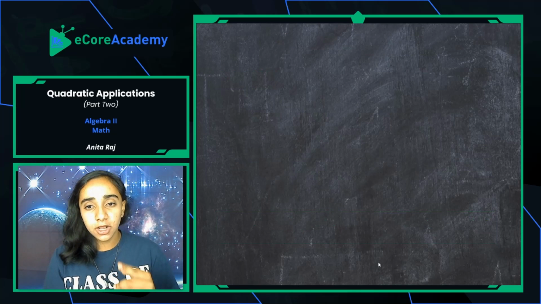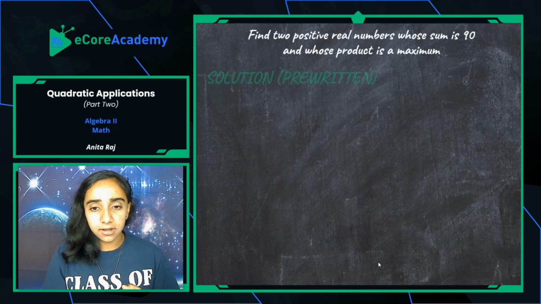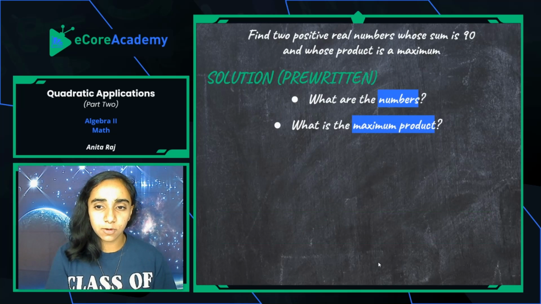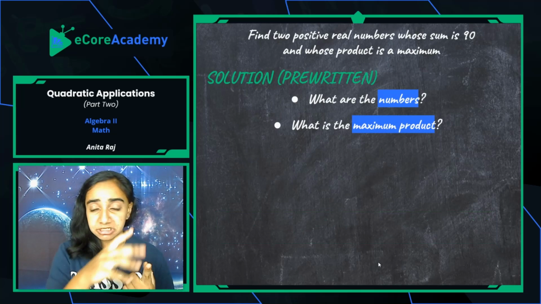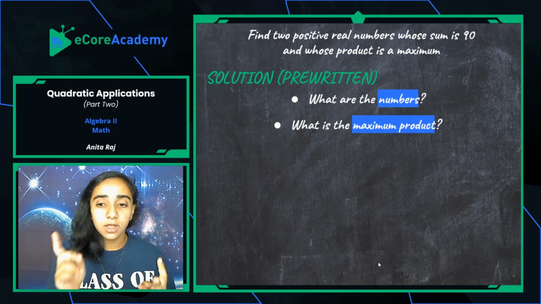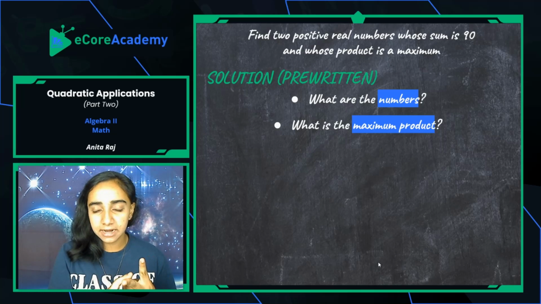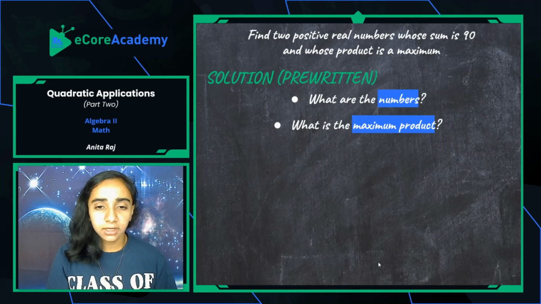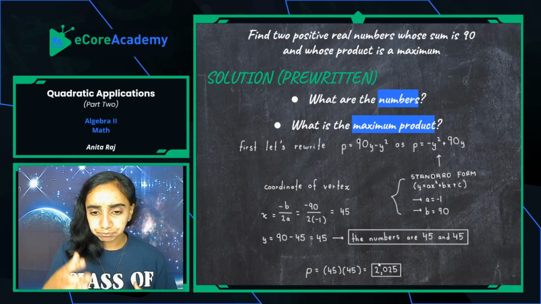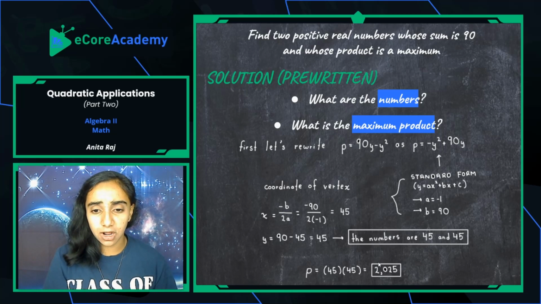Now let's go to the fourth and I believe fifth question. Yes, the fourth and fifth question. We're going to be doing these together. So what are the numbers? That's our first question. That's the main idea of this whole video. What is the maximum product? Remember, the maximum product is unknown. We know the sum, but we don't know the maximum product. Here's the solution pre-written. If you want to pause the video and copy it down.